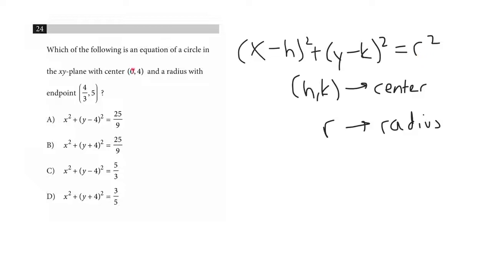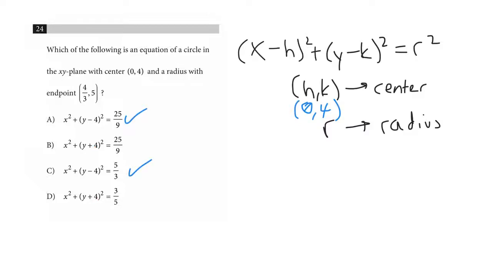Well, they give us the center. It's (0, 4), so it's going to be x minus 0 and y minus 4. Now, x minus 0 is just x, so this is going to be x squared plus (y minus 4) squared. I'll write that underneath (0, 4) with our circle. So clearly, this is a candidate.